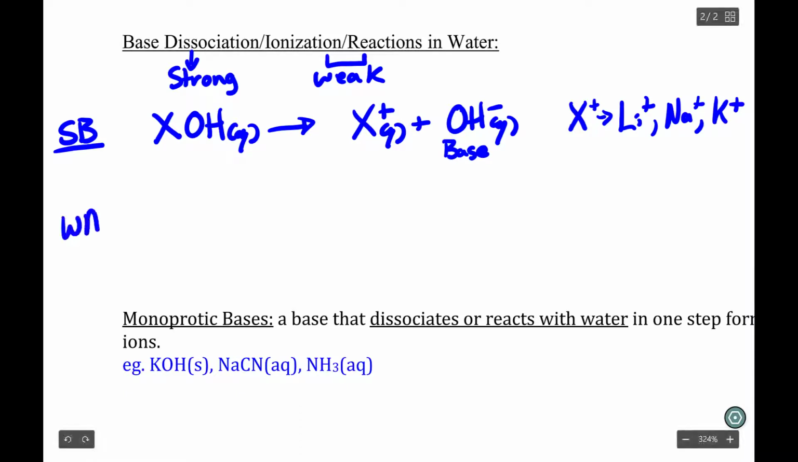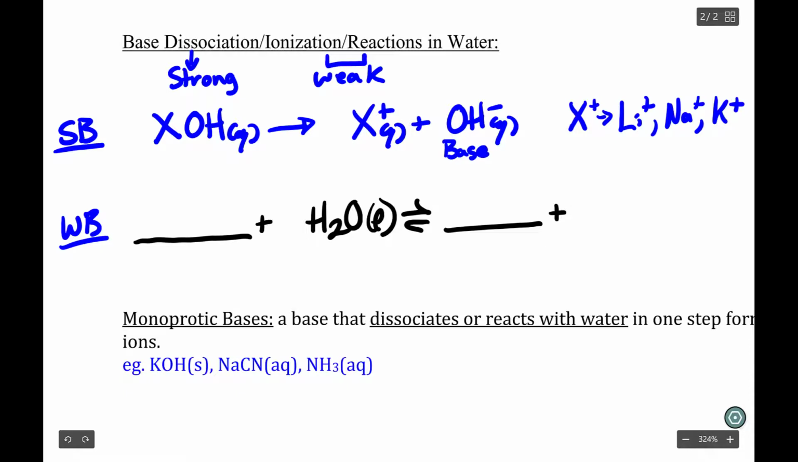If you have a weak base, on the other hand, it is going to react with water. So it's going to have a similar kind of feel to it as the weak acid did. So it's going to be blank plus water. And this is going to have to be in equilibrium. And it's going to produce blank plus OH minus. That's the difference, is we're making hydroxide, not hydronium. And then all I have to do is figure out what goes in this blank space. And no matter what species it is, this water is really going to be the one that donates the H plus.